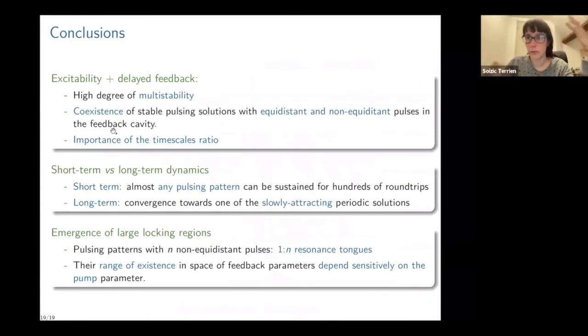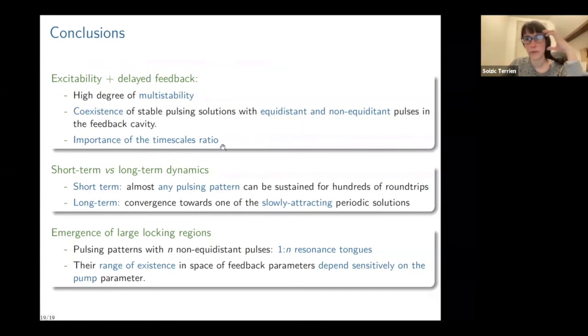what we can retain from this talk and from these results is that we studied an excitable system with delayed feedback. We studied it in the form of an optical system, a microlaser subject to feedback, but it's quite general. In particular, the model is quite generic, and excitability plus delayed feedback, beyond the case of regular regenerative pulsing solutions, can lead to a high degree of multistability. In particular, we have the coexistence of stable pulsing solutions with both equidistant and non-equidistant pulses in the feedback cavity, depending on the time scales ratio.